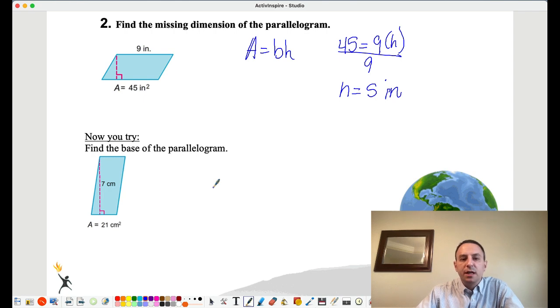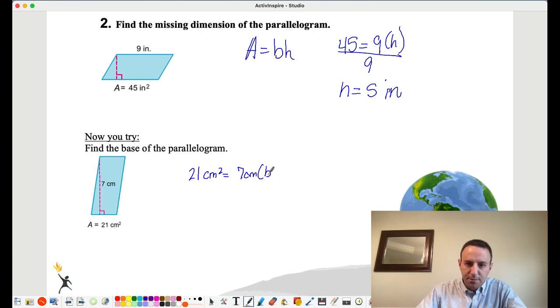Pause the video and see what you guys come up with. All right, so I know you guys plugged it in. Centimeters squared equals, we know the height, we don't know the base, so we know 7 centimeters times the base. If we divide both sides by 7 centimeters, we won't go into the exponent law that helps us figure this out, but the easiest way to think about it, I've got centimeters times centimeters. One of them would cancel out, so you end up with 3 centimeters is the base.